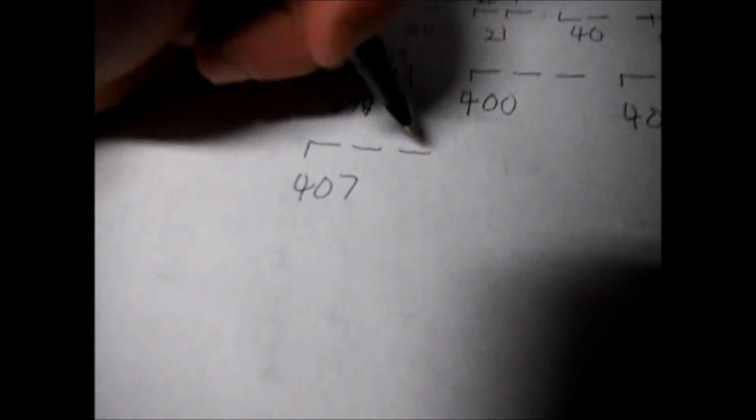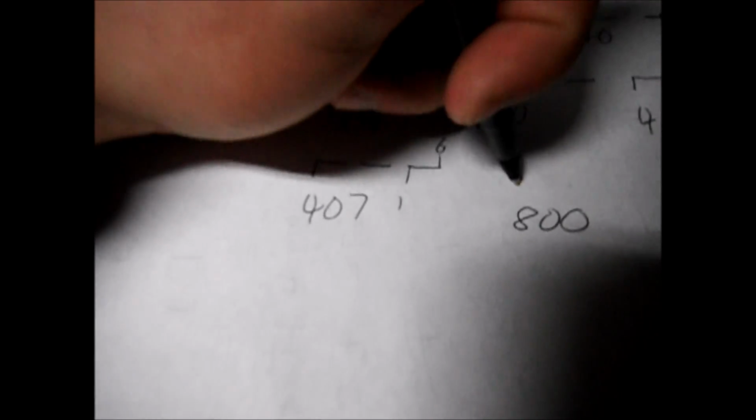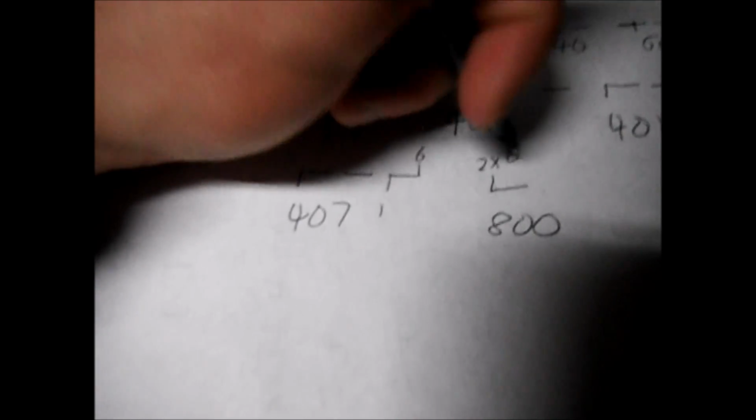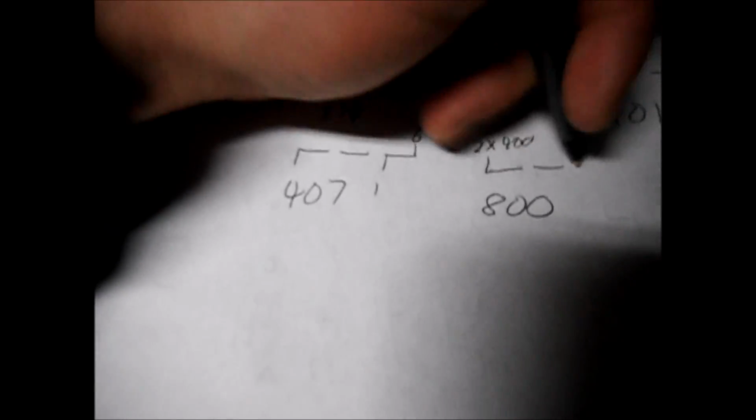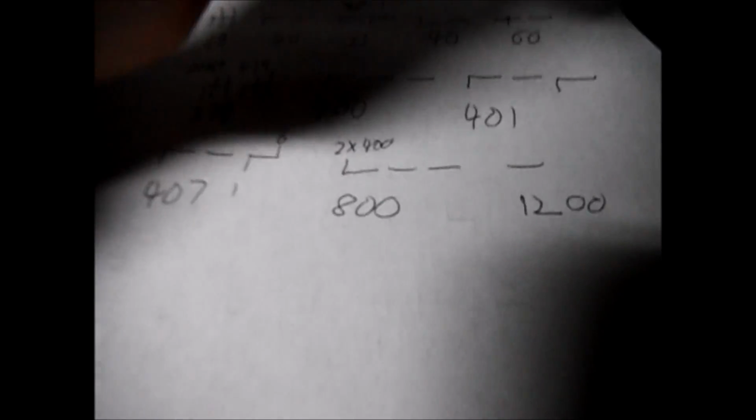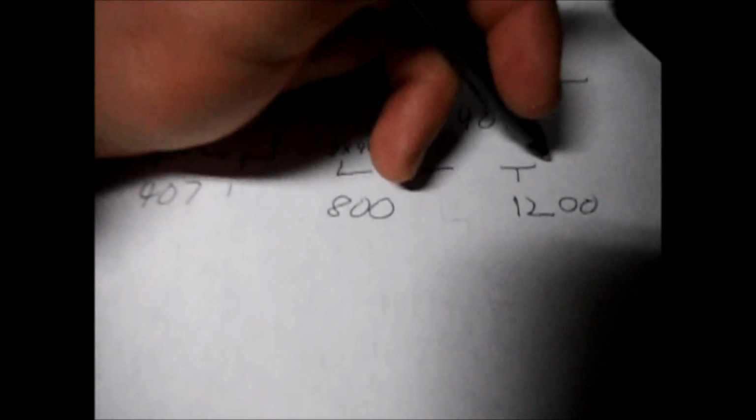If you want to do something like 407, then you want 7 sets of ones. So you do that, because this is 6 and this is 1. And then if you wanted 800, for example, this is 2 times 400. And then you would just do that. 1200 is 3 sets. Basically right there.